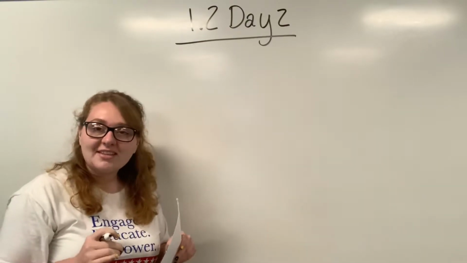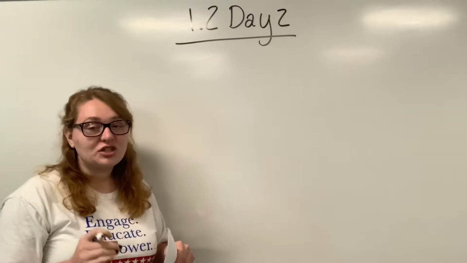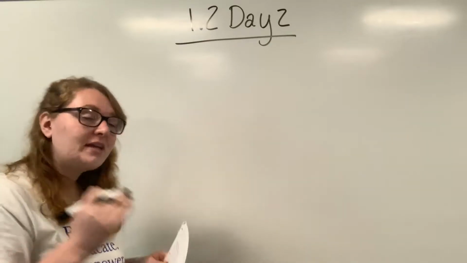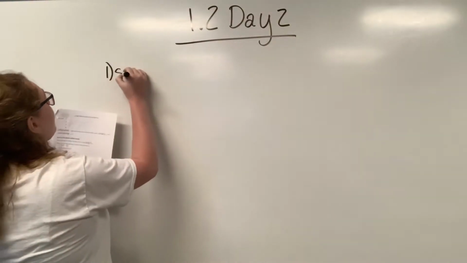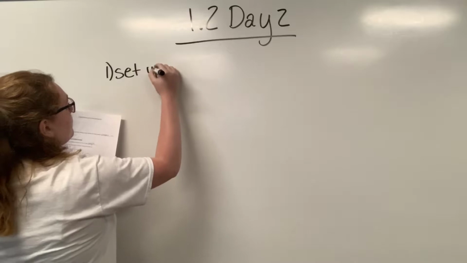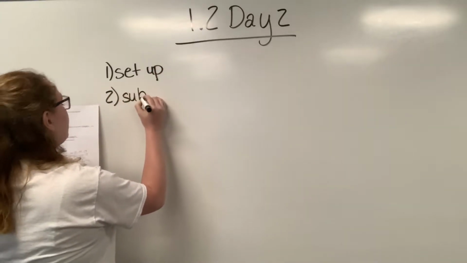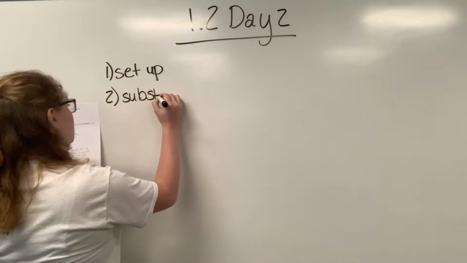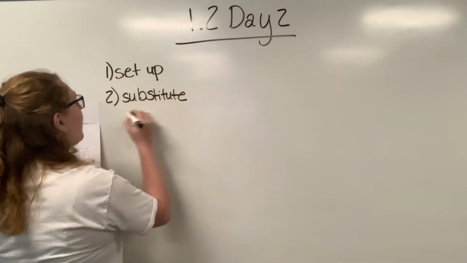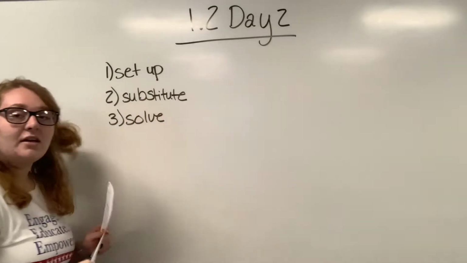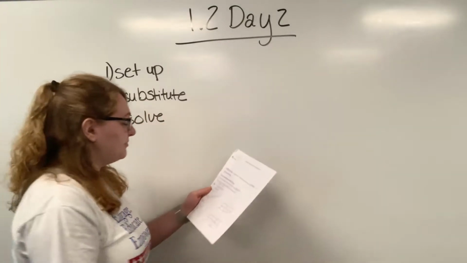So we can use the segment addition postulate to solve a missing length, but we have to remember to do 3 steps. 1, we have to set up the equation. Step 2, we have to substitute in the things we know. And 3, we have to solve it. Okay, so let's do an example together.